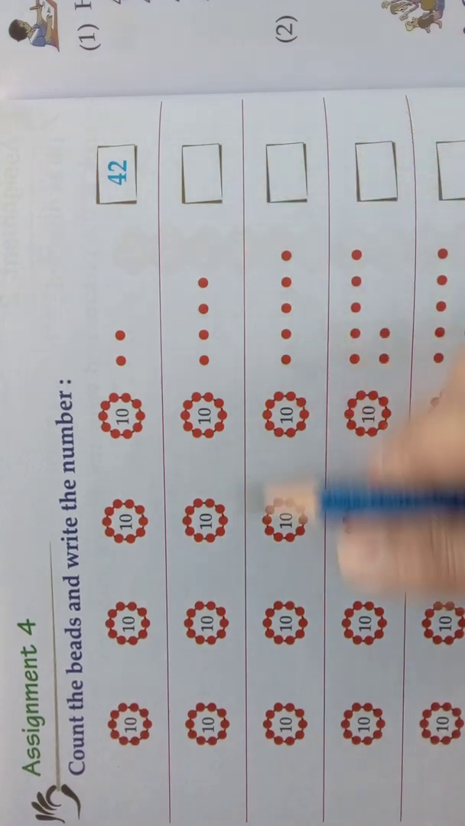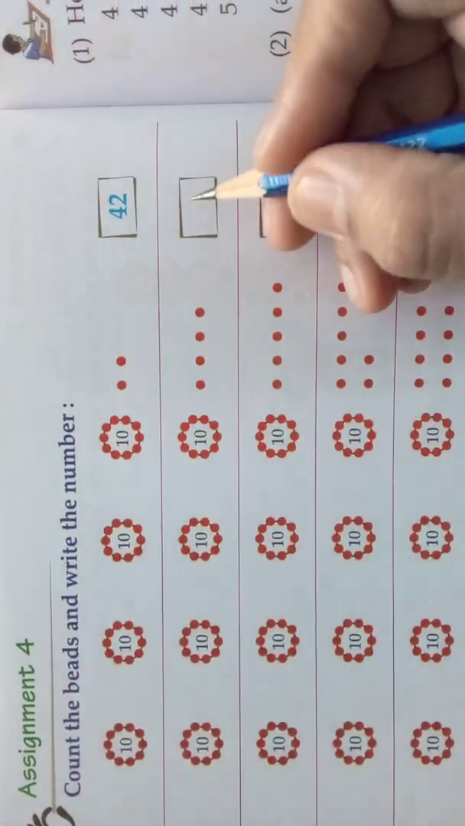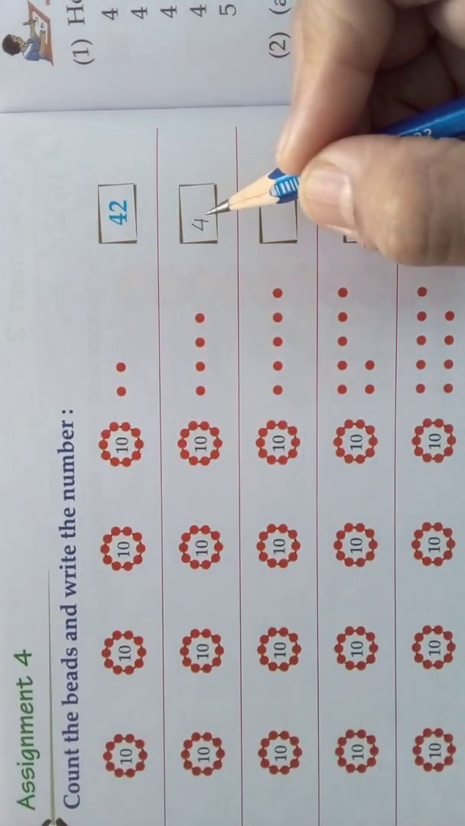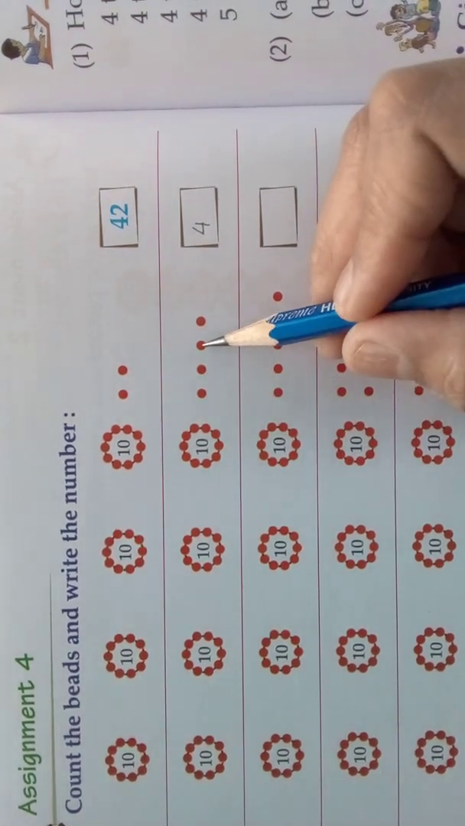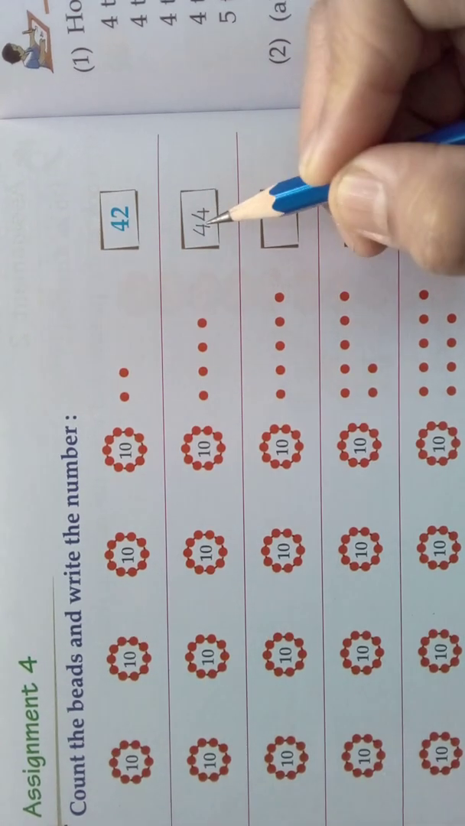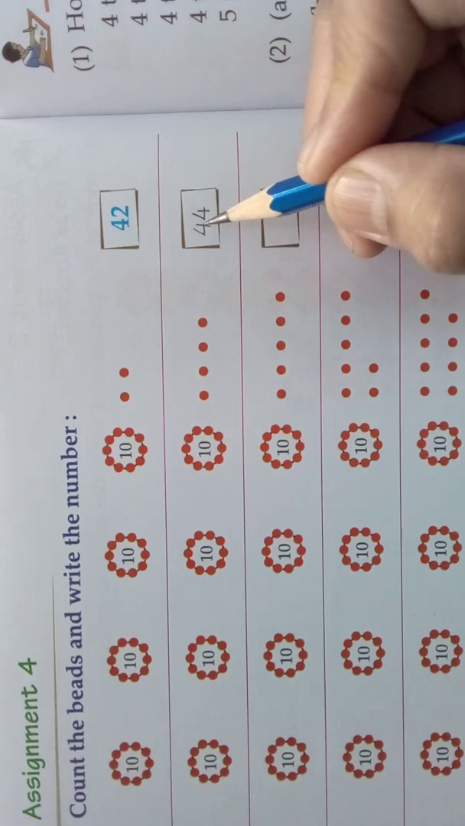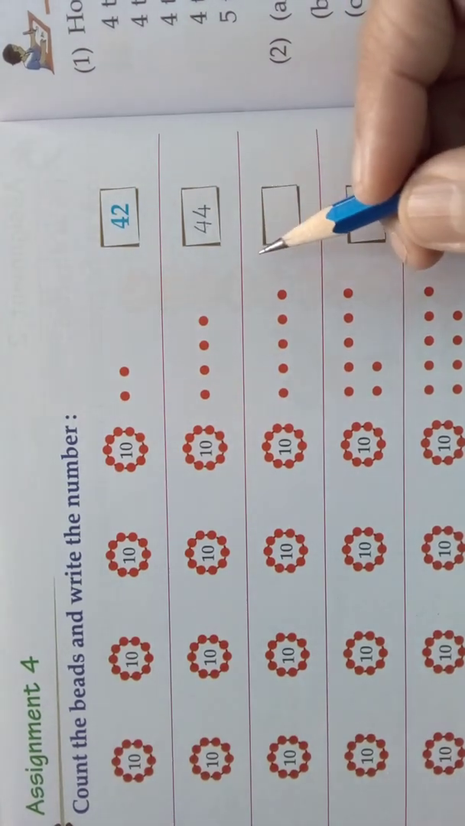Okay. How many tens are there here, children? See, how many tens are there? 4 tens. So, that 4 tens you write in tens place. Okay. And how many ones are there? 1, 2, 3, 4. 4 ones are there, that you write in ones place. So, what is the number? 4 tens, 4 ones makes 44. Okay, 44, that is the number. Okay. Come, we will do the next one.